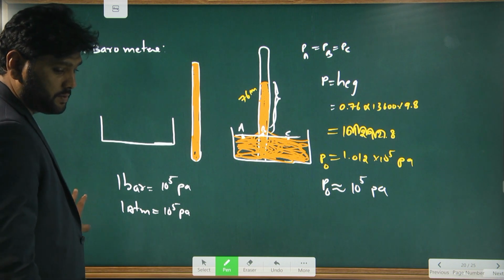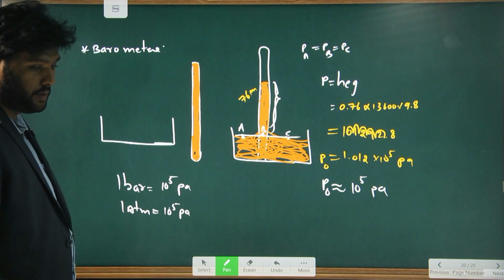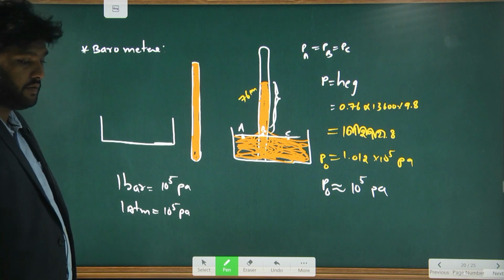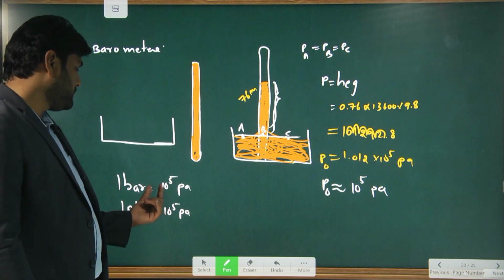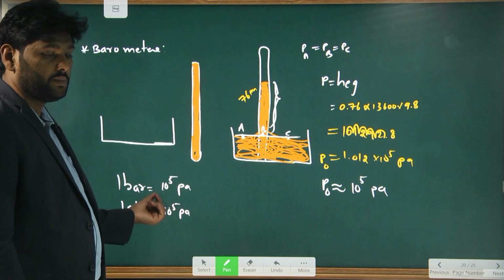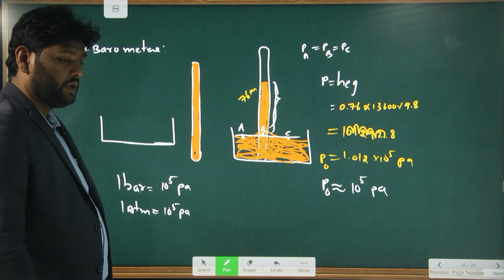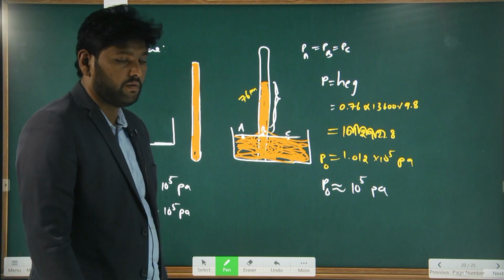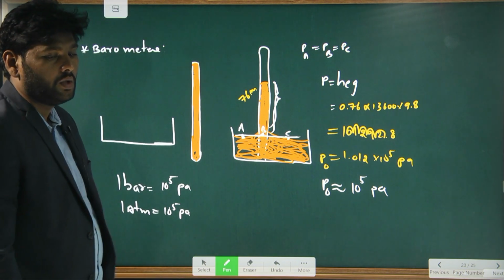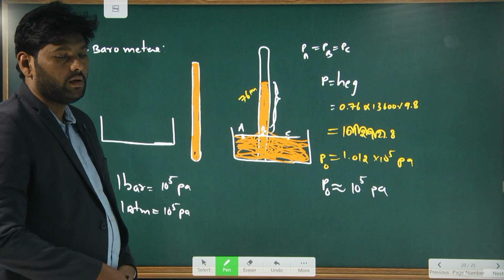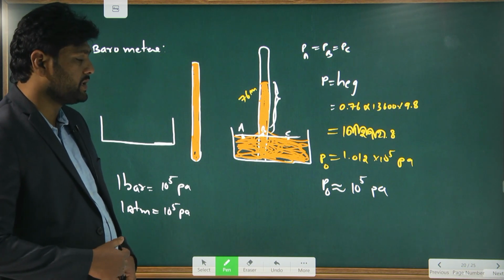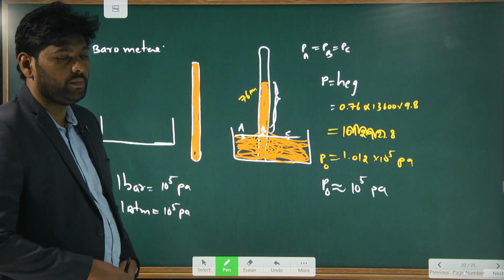So this is the atmospheric pressure. 1 atm is a unit for pressure. Even bar is a unit for pressure. So 1 bar is equal to how many pascals? 10 power 5 pascals. Even 1 atm is equal to 10 power 5 pascals. These are approximate values. So this is how you can find the atmospheric pressure by using the barometer.